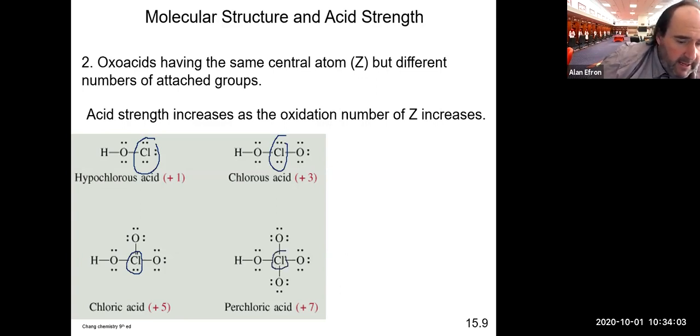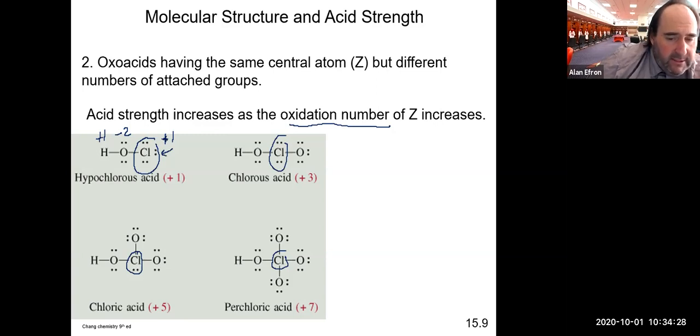So when we're comparing acids that have the same central atom but different groups attached, we actually want to look at oxidation number. If I were assigning oxidation number here, I would start with a -2 for the oxygen and a +1 for the hydrogen. When you add up the oxidation numbers, they need to add up to the overall charge. Since the charge here is 0, that means we have a +1 for the chlorine in this situation.